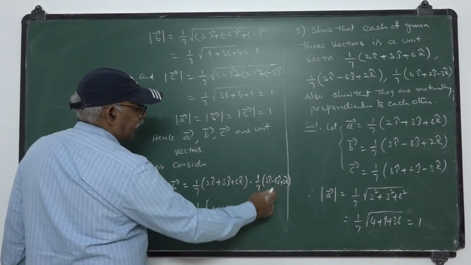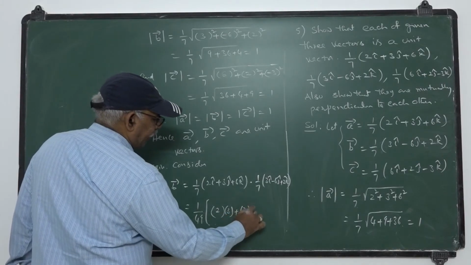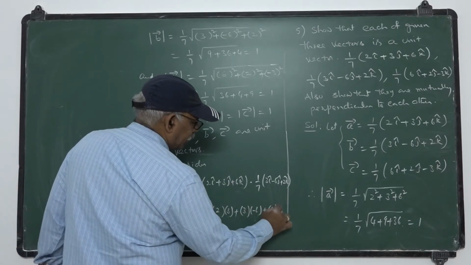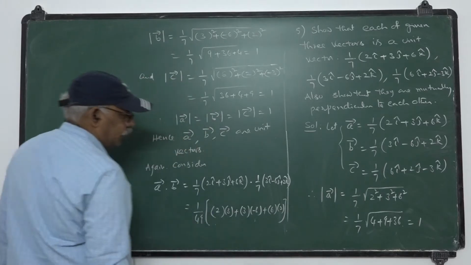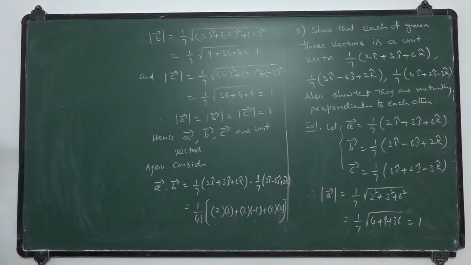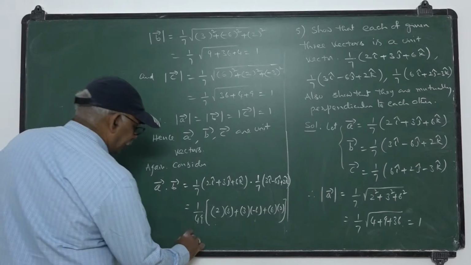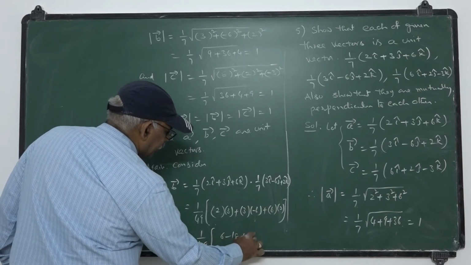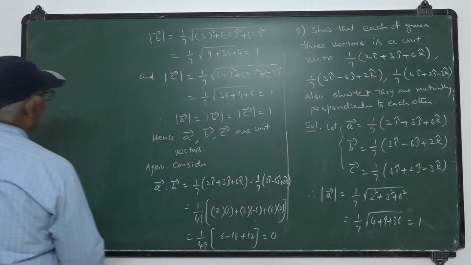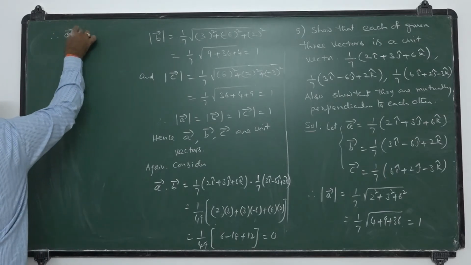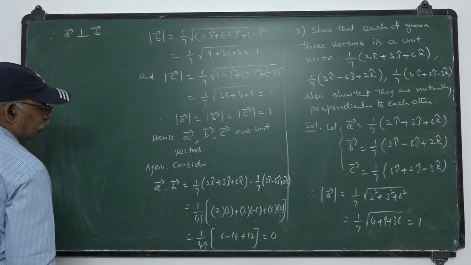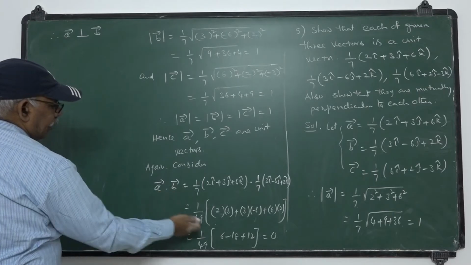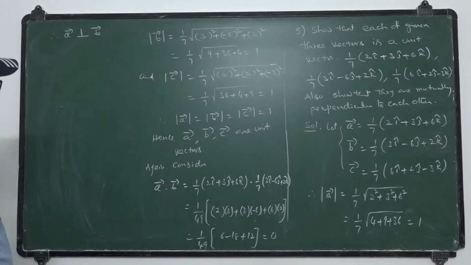Similarly, 3 into minus 6 into j dot j is 1, plus 6 into 2, k dot k is 1. You need not write i dot i, j dot j, k dot k, because they are all 1. So that is 1 by 49 into, this is 6 minus 18 plus 12, which is clearly 0. Therefore, A bar is perpendicular to B bar. You can conclude that since they are unit vectors, they are non-zero vectors, A dot B is 0. Hence, A bar is perpendicular to B bar.